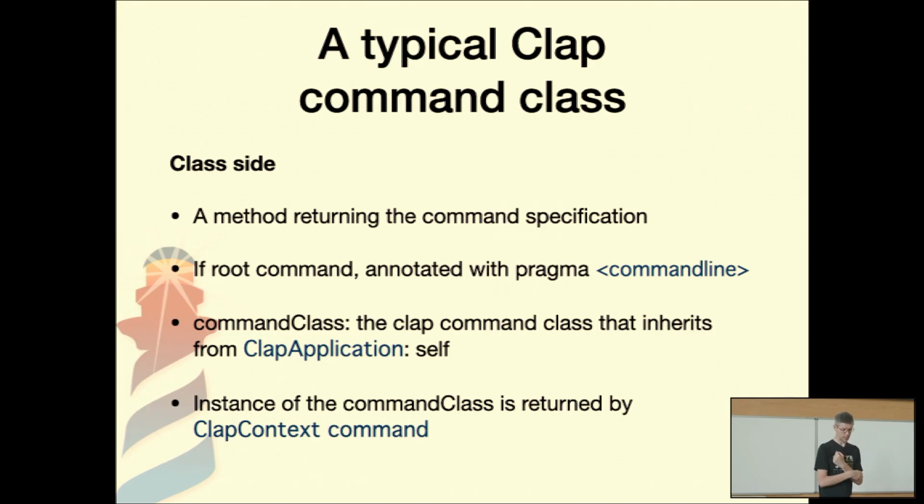Also, in the specification, you need to specify the command class. That was self. This is because here the specification is independent of the command you will get. So very often you use the same class. It could be a different one. So that's why you need to say that most of the time it is self. And this instance of the command class will be returned by clap context command. But it's kind of a technical detail.